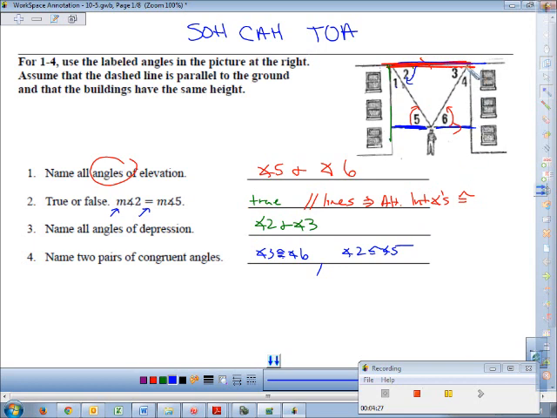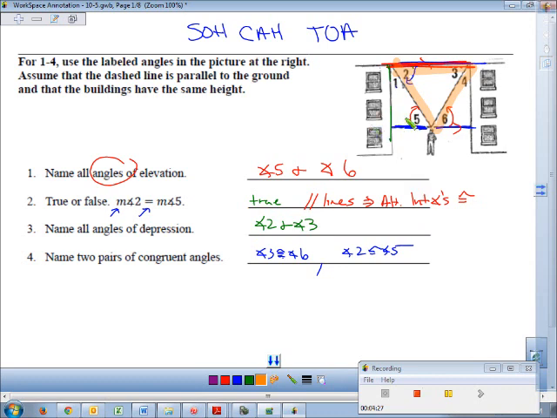I will say if this triangle is isosceles, we'd have all kinds of cool things going. Do we know if that's an isosceles triangle or not? It looks like it. Would you agree it looks like it? Can we prove it? No. So if it was isosceles, you'd be in business.